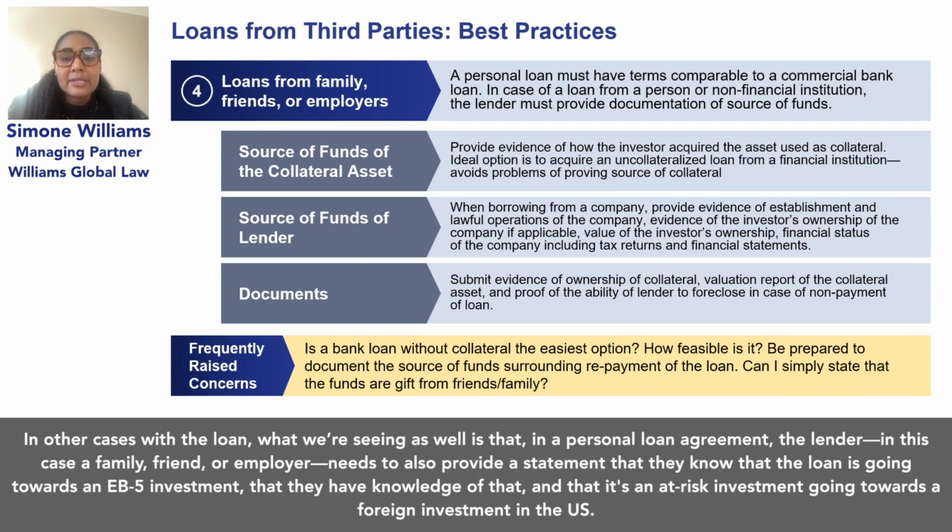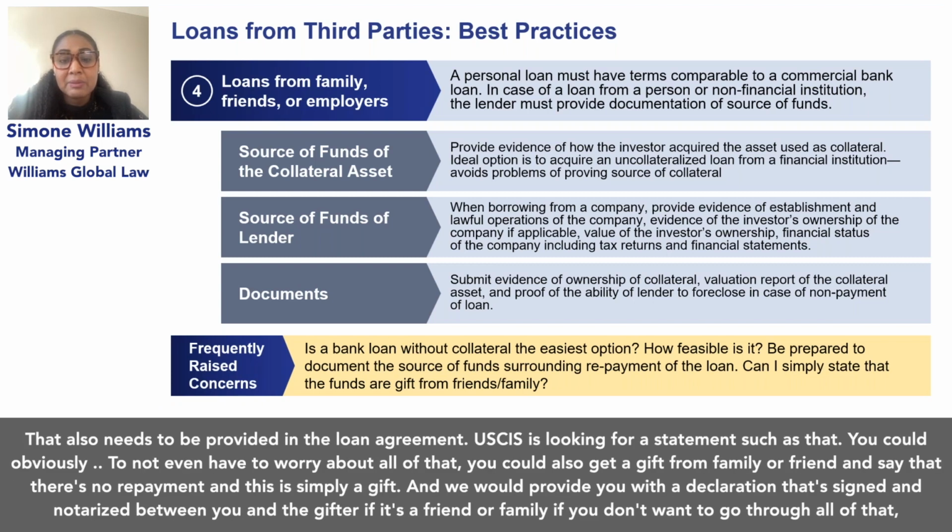And in other cases with the loan, what we're seeing as well is that in a personal loan agreement, the lender, in this case a family member, friend, or employer, needs to also provide a statement that they know the loan is going towards an EB-5 investment, that they have knowledge of that, and that it's an at-risk investment going towards a foreign investment in the US. That also needs to be provided in the loan agreement. USCIS is looking for a statement such as that.